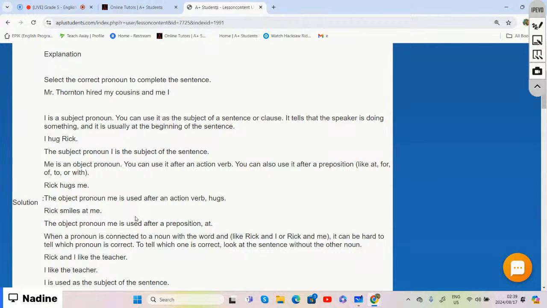All right. So we see that also with subject pronouns, I is used as the subject of the sentence, and usually it's at the beginning of the sentence. I did this, I did that, I went there, I hug her. But then we also have object pronouns, that we said we use after action verbs or prepositions. For example, we say hug me. It's like things that the person also wants you to do to him or to her.